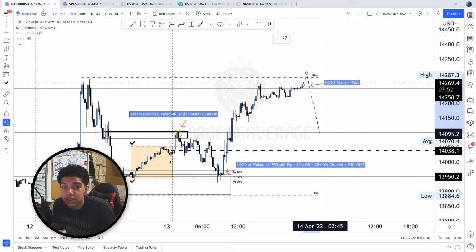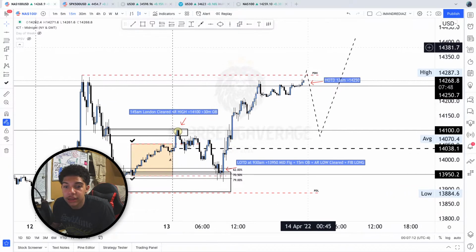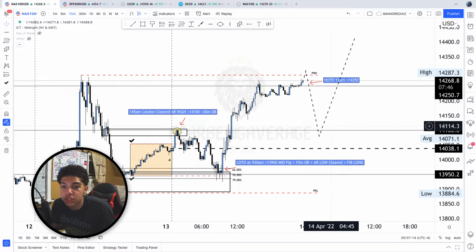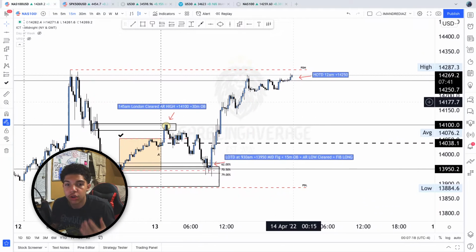I do want to see price have a retracement to at least push higher tomorrow. Ideally, the area I'm looking for a retracement to is going to be 14,100. There's a lot of reasons why I believe that is going to be a good area, but I'm not going to go into them in this video.